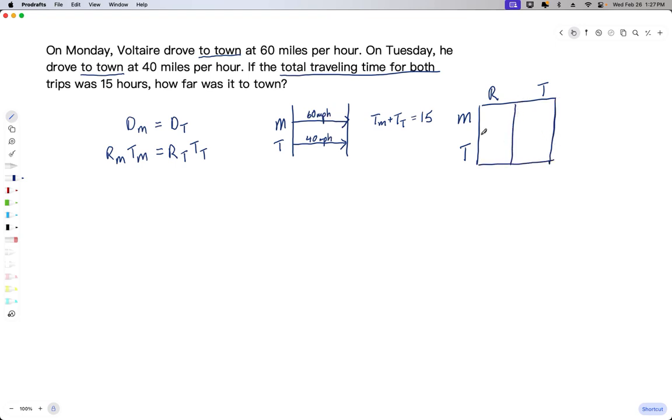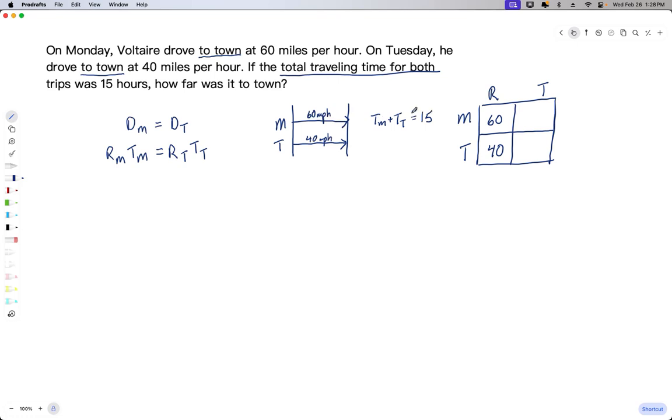And you don't have to draw all these lines. I'm just doing it because I want to. So we know that the rate on Monday, the rate is another word for speed. So the rate is 60 on Monday. And on Tuesday, his rate or his speed is 40.